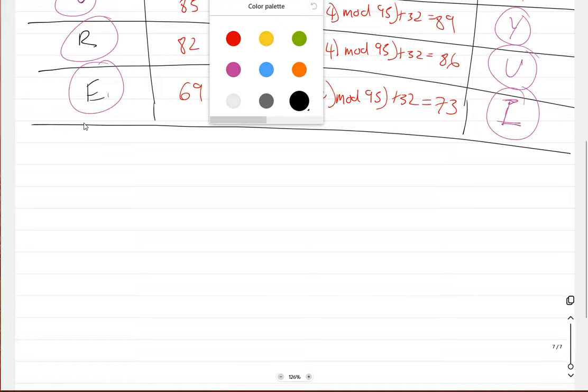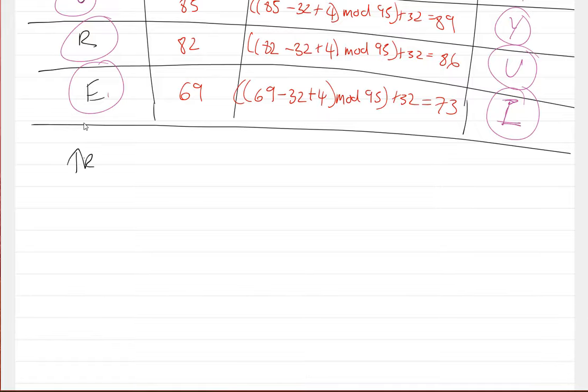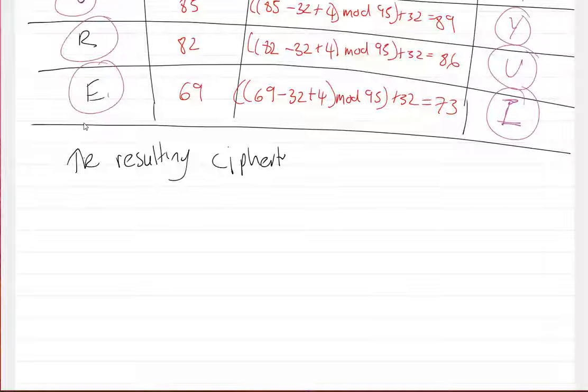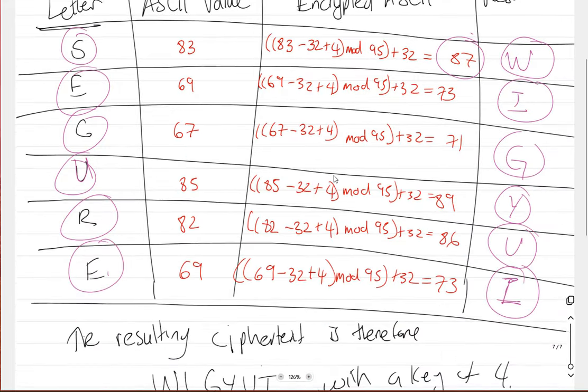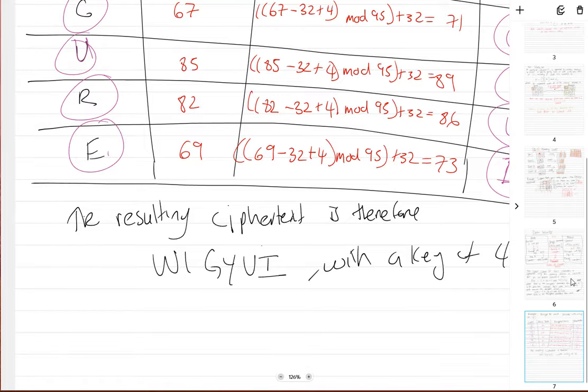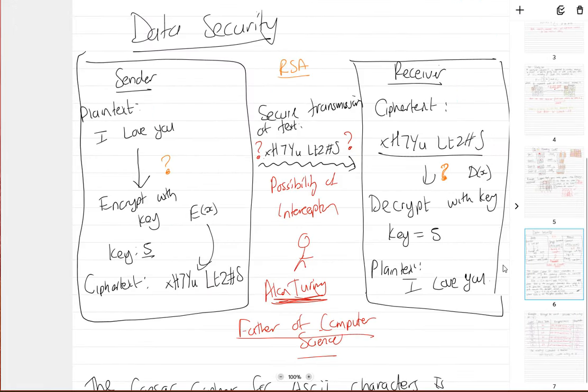The last thing to write the answer is you just say here the resulting ciphertext is therefore WIGYVI with a key of 4. And then this is what happens here. If you go back to that other example, this is what you get.